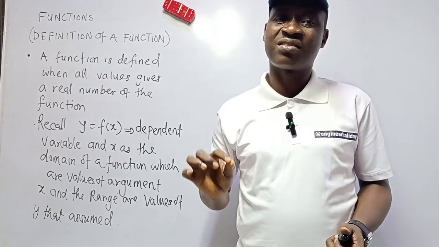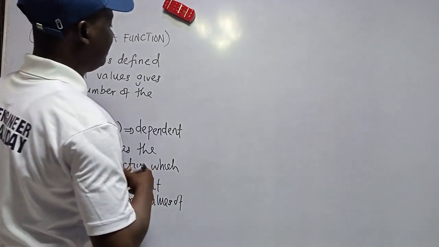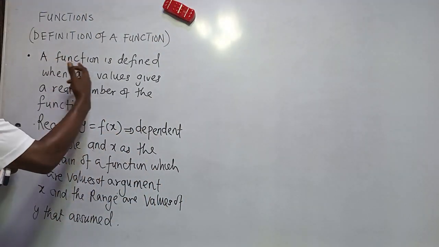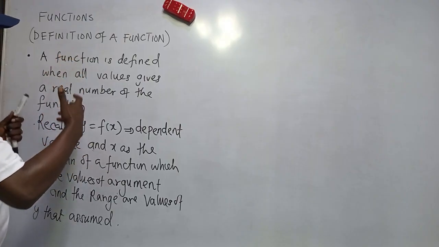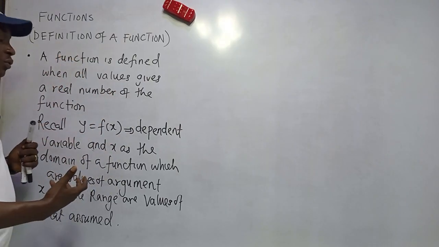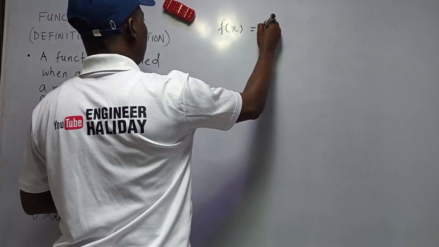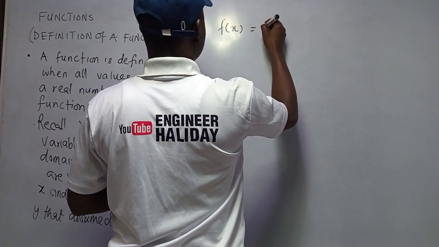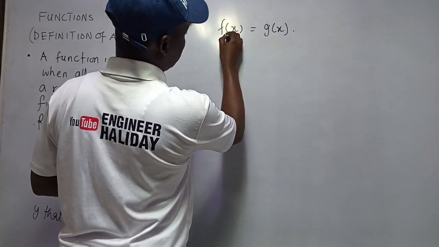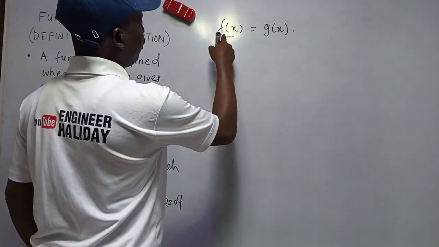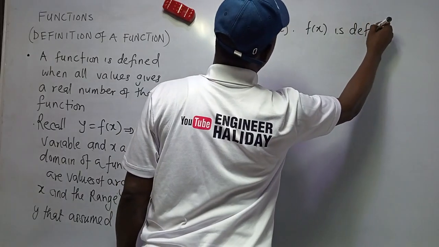And we also said in our last class that the function must be defined, and that's what we want to work on now. So how can a function be defined? We say the function is defined when all values given to the function give a real number of that function. So now if I give you f of x equal to g of x, where f of x is a function that is defined.